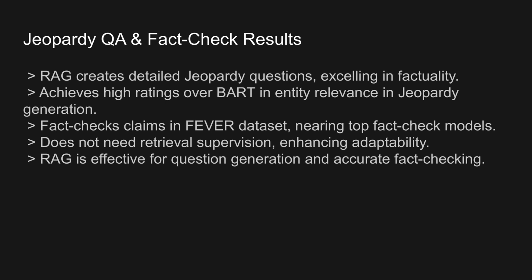RAG-Token performed particularly well, outperforming both BART and RAG-Sequence in Q-BLEU-1 scores, which emphasize entity relevance. Human evaluators found RAG-generated questions more factual and specific. In fact, RAG was rated as more factual than BART in 42.7% of cases, while BART was preferred in only 7.1% of cases. This highlights RAG's ability to handle knowledge-intensive question generation better than a single document approach.